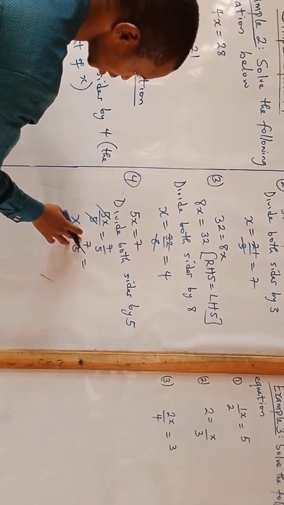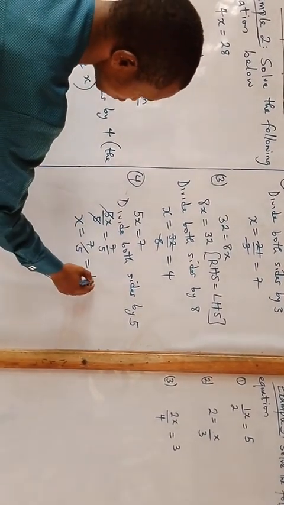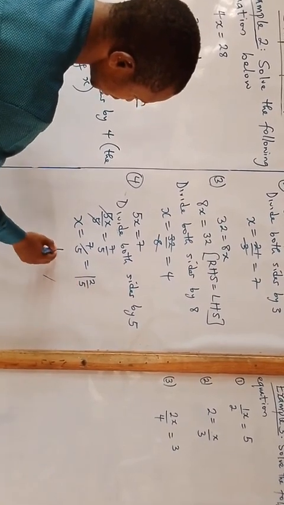This is an improper fraction, so we are going to leave our answer in a mixed fraction. So we are going to have 1 whole number 2 over 5.